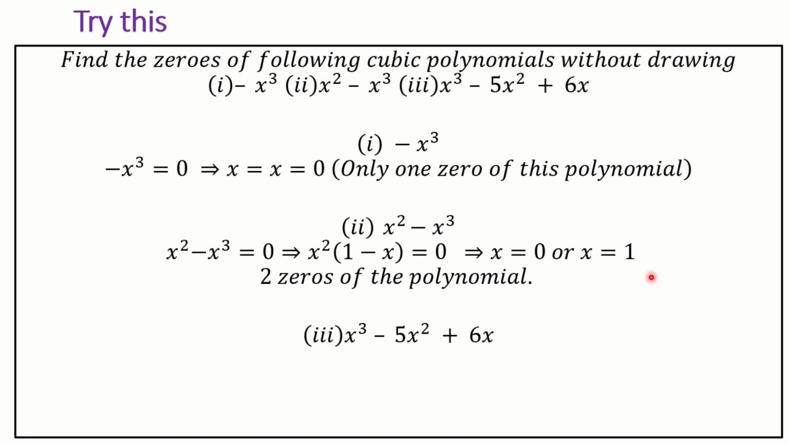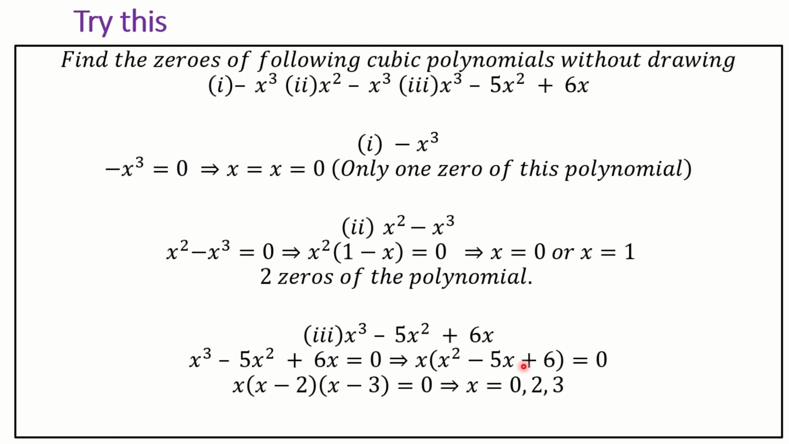Third one is x cube minus 5x square plus 6x. First you take x common. Then it will become x square minus 5x plus 6. And 6 we can write as 2 into 3. So this will become x minus 2 into x minus 3. You can factorize basically. So x into x minus 2 into x minus 3 equal to 0, which means x has three values: 0, 2, and 3. These are the three values. So this is how we can find zeros of a polynomial. You should be good at finding factors of a polynomial.